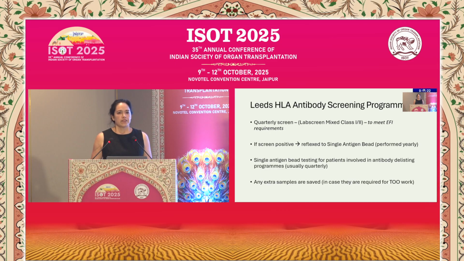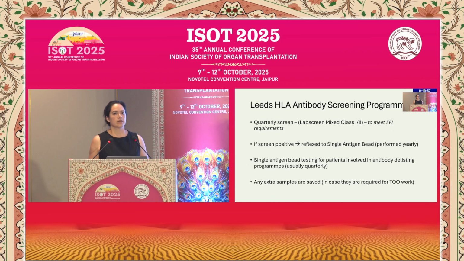And I thought I would briefly give you an overview of our antibody screening program. So we are an EFI, European Federation for Immunogenetics accredited laboratory, and part of the requirements is that we screen all of our recipients every 3 months. In order to save costs, rather than doing a single antigen bead test every 3 months, we will do a lab screen mixed class 1 and class 2. So this is the pool bead assay.